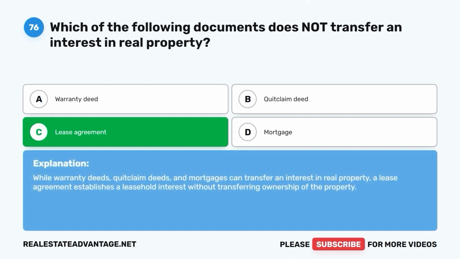Lease agreement. While warranty deeds, quitclaim deeds, and mortgages can transfer an interest in real property, a lease agreement establishes a leasehold interest without transferring ownership of the property.